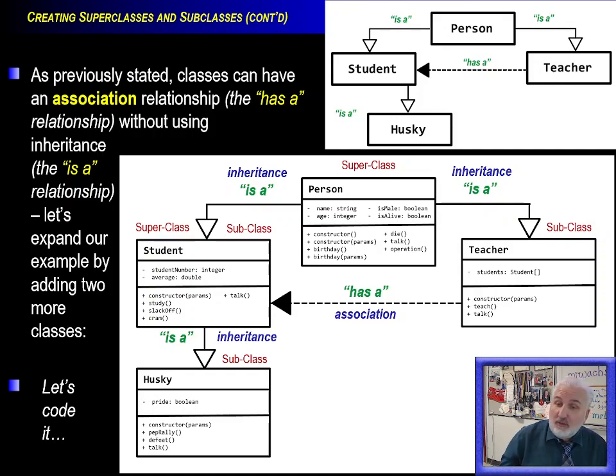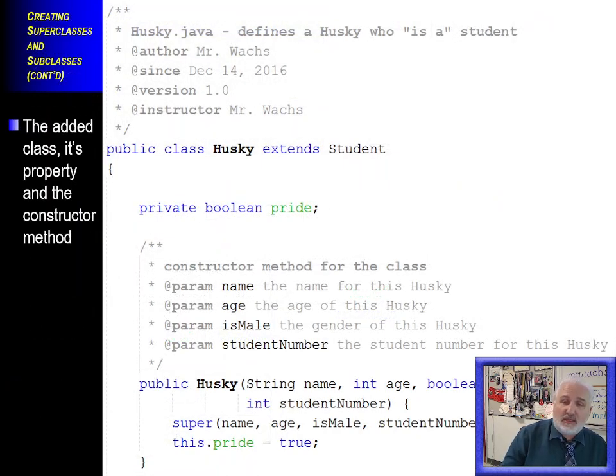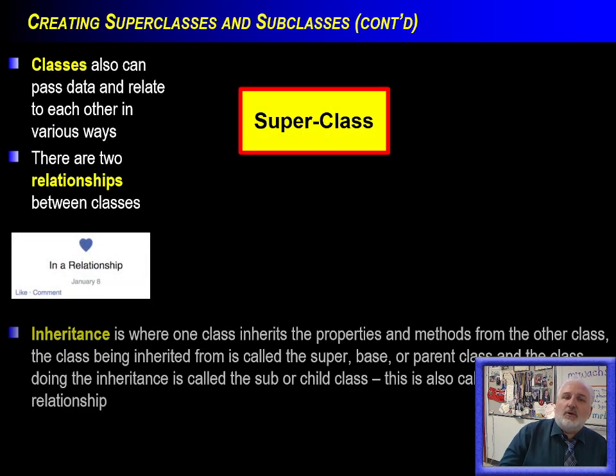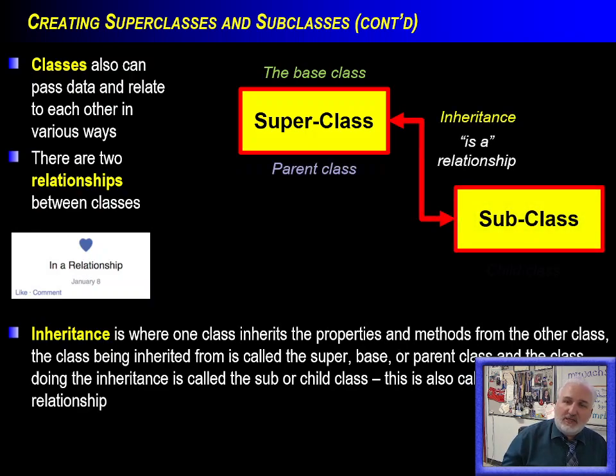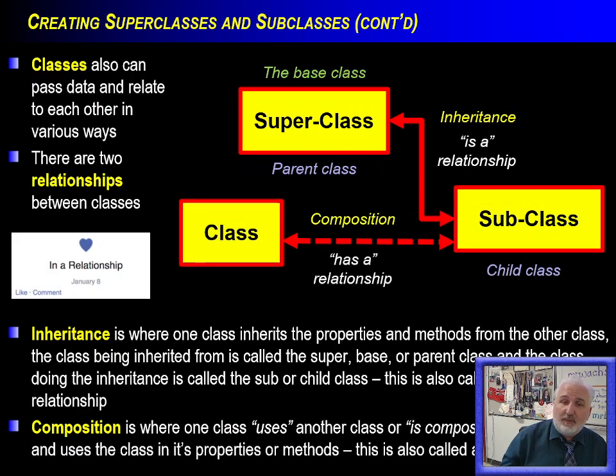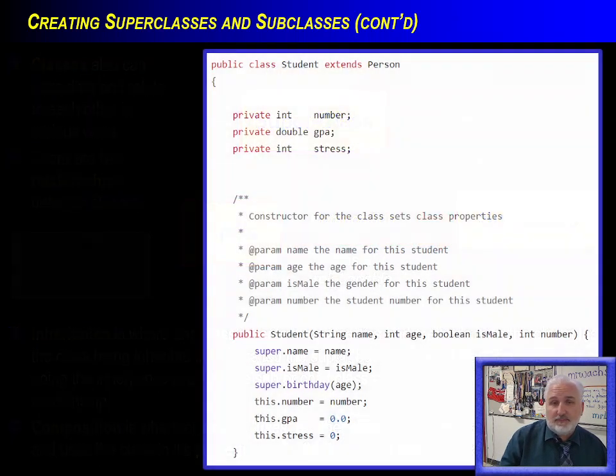You can see a more fleshed out version of that diagram below that, where I now have also included things like the properties and the methods, moving that diagram closer to a more formal UML style of diagram. You can also see, if you go back and look at the example of this, the code that was applied to that, so how the husky class extends the student class. So classes can pass data and relate to each other through the is-a inheritance relationship or through the has-a association/composition relationship. Those are the two basic relationships: is-a, has-a, inheritance, association.